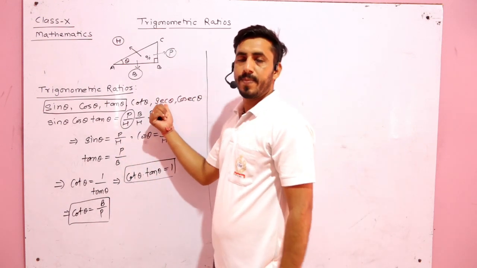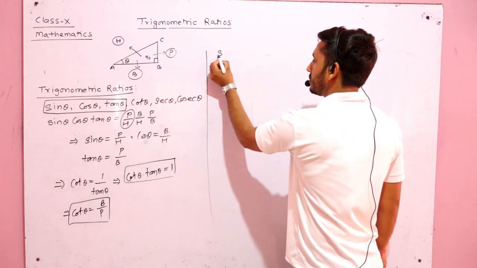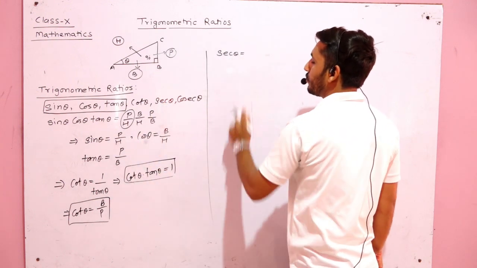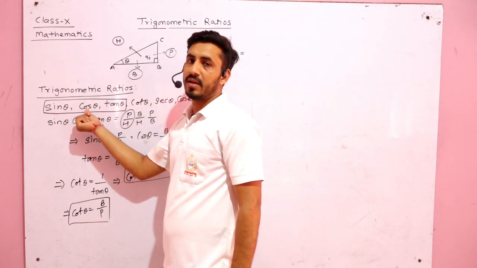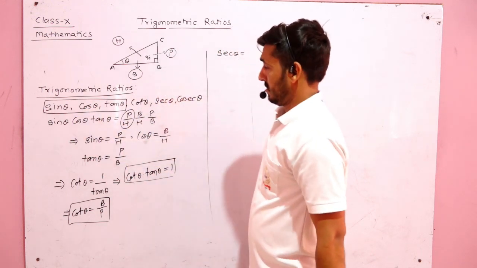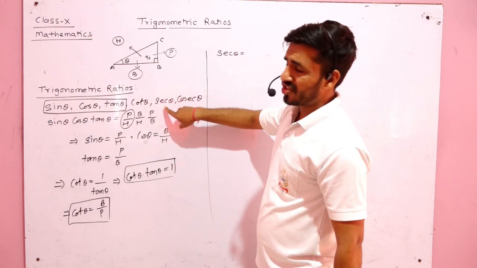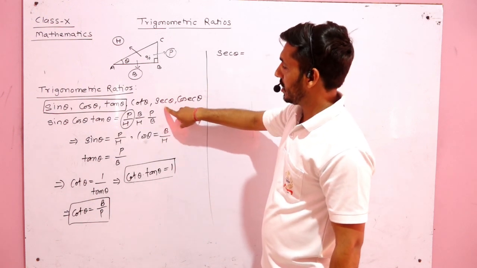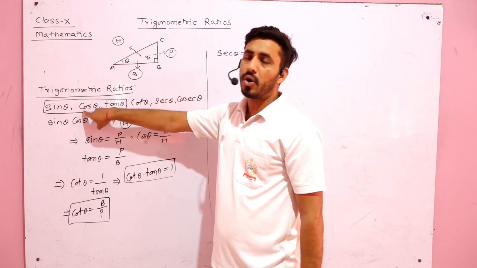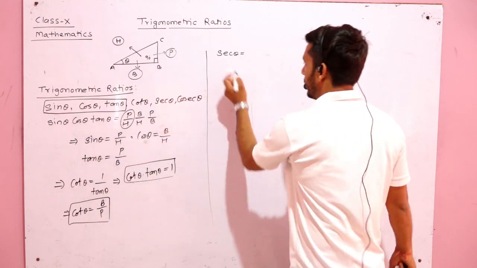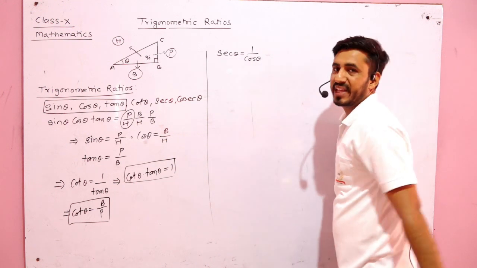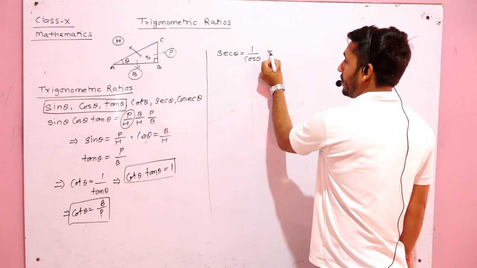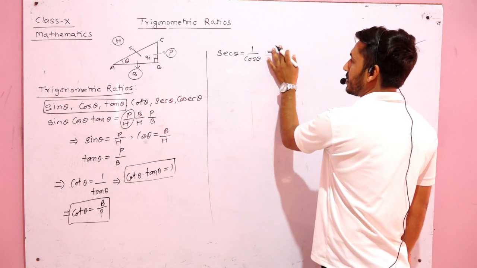The next one, sec theta. Sec theta is the opposite function of cos theta. Here I can see clearly, if I want to find the value of sec theta, then I have to take the opposite of cos theta. Then it means sec theta is equal to 1 upon cos theta. Clear?